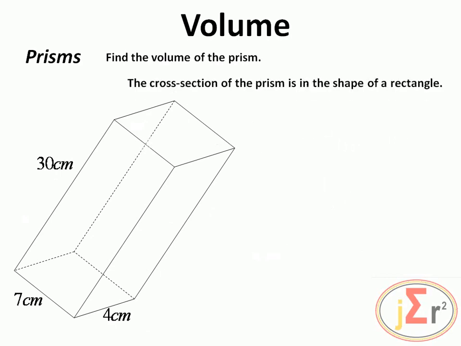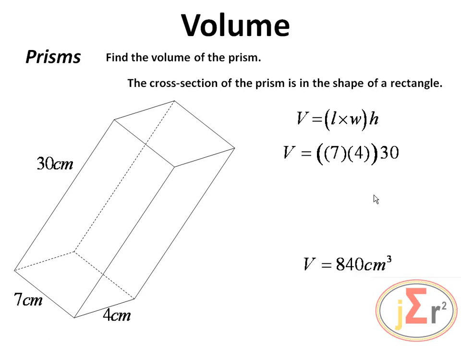And we need to find the volume of that one also, and the cross section is in the shape of a rectangle. No problem with that one. A rectangle is length times width. So there we have it. So what do we say then? Just multiply this 7 by 4 times 3, and we get 840 centimeters cubed.